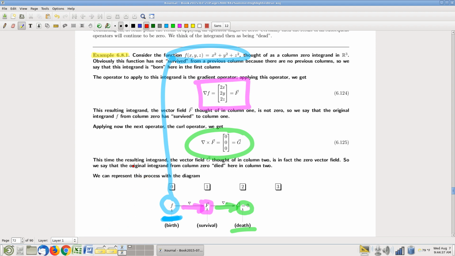Likewise, there's nothing over here. There's no after 3. I don't know what you want to call that in the metaphor. The universe ends or something, right? But there is no time after column 3. Okay, so birth, survival, death. How are we doing? Is everybody on board? Okay.